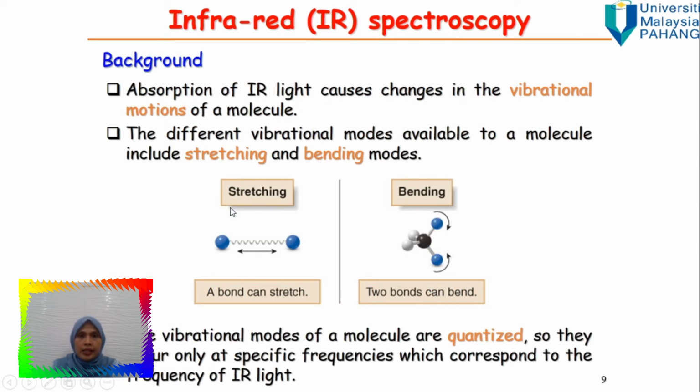Next, the vibrational modes involve two different kinds of changes, whether it is a stretching or bending mode. In stretching, the bond can stretch. In bending, two bonds can be bent. The vibrational modes are quantized, so they occur only at specific frequencies, which correspond to the frequency of IR light.